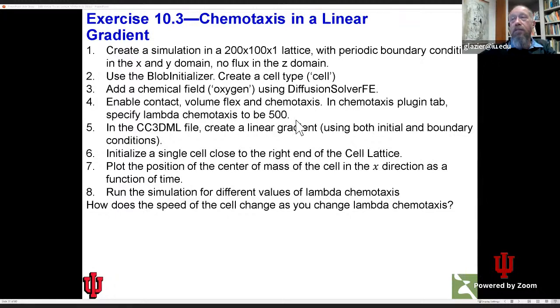And then specify lambda chemo of 500. And we want to create a linear gradient using initial conditions. Now here I said initial and boundary conditions, but I'd actually recommend turning the diffusion off, having diffusion constant and decay constant be 0, and just set up an initial condition.